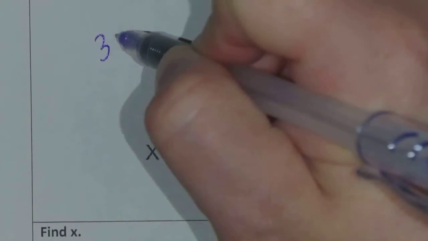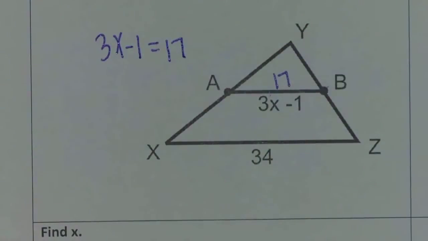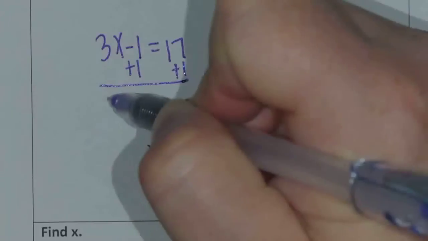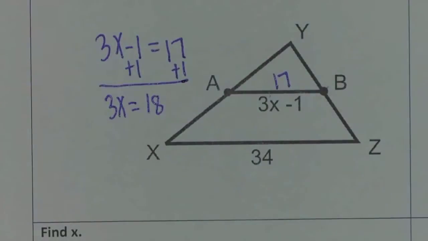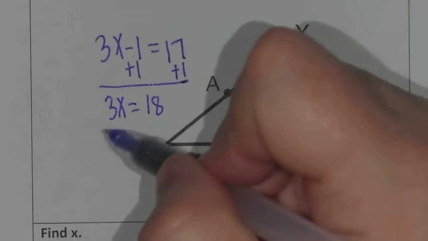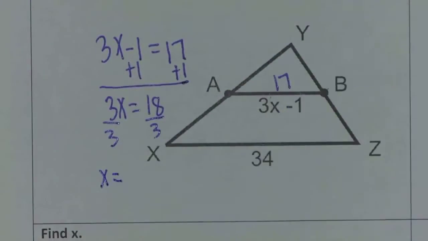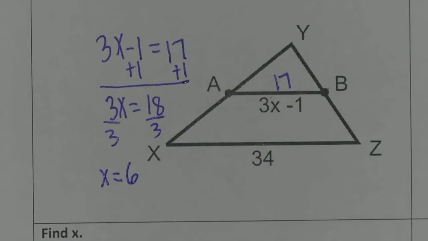So using that 17, could I solve for x? I totally can. I can go 3x minus 1 equals 17. And then I'm just going to solve that from there. So what's my first step? Plus 1. And I get 3x equals 18. Next step? Divide by 3. Perfect. And what's my x value? 6.